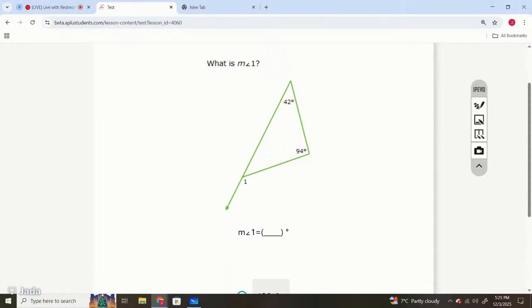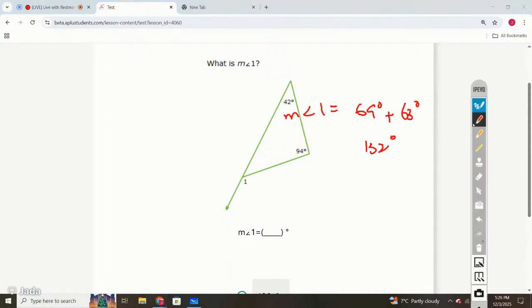What is the measurement of angle 1? So angle 1 is the sum of the two interior angles, that is 42 degrees plus 94 degrees. So which is the correct option? The measurement of angle 1 is 136 degrees.